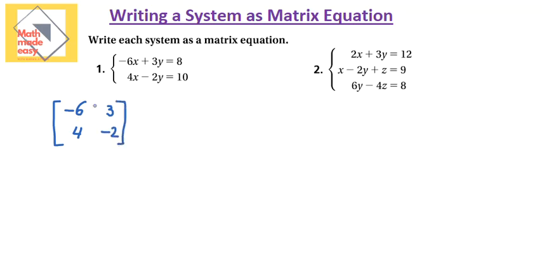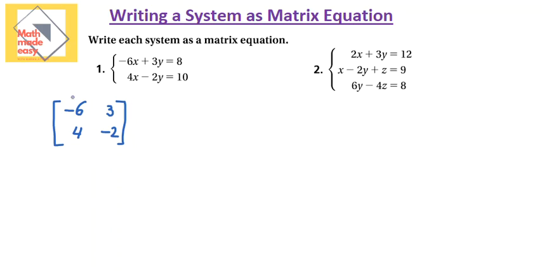Now, we need to know that when we have a coefficient matrix, the first column represents the coefficients of x, which is a variable. The second column represents the coefficients of y, which is the second variable. Make sure you don't switch them. Make sure your equations are in standard form before you write. Otherwise, you might get confused and your matrix equation would be wrong.